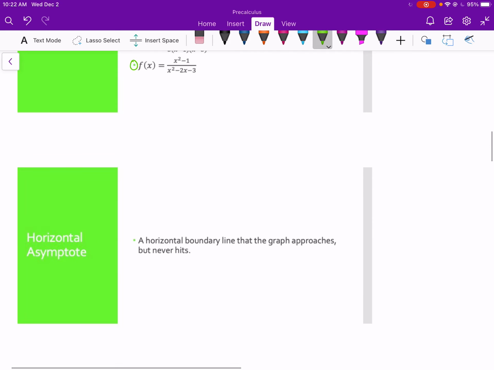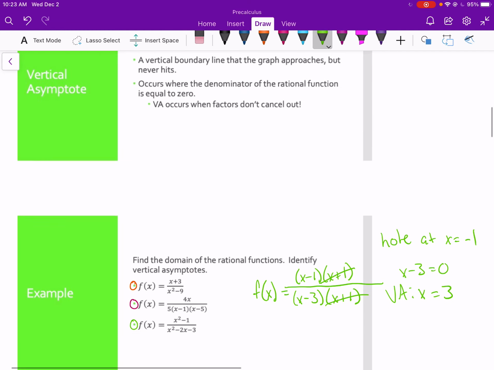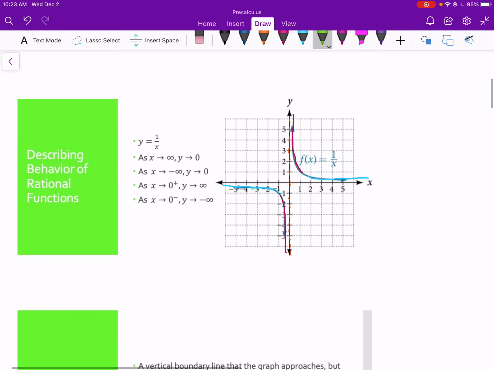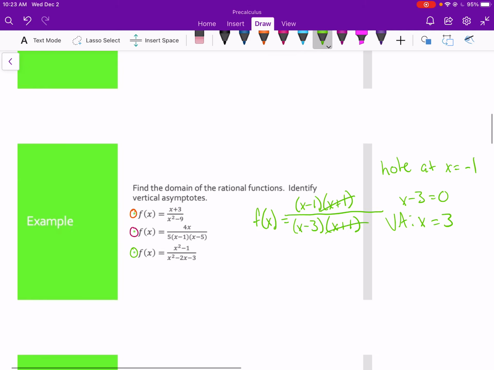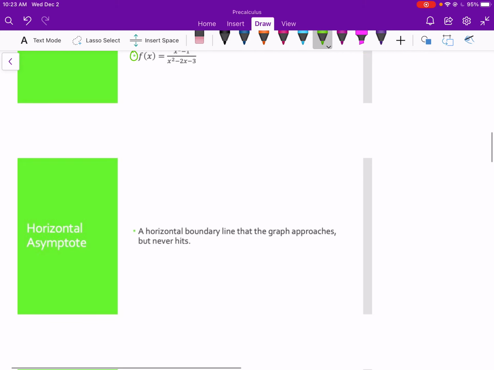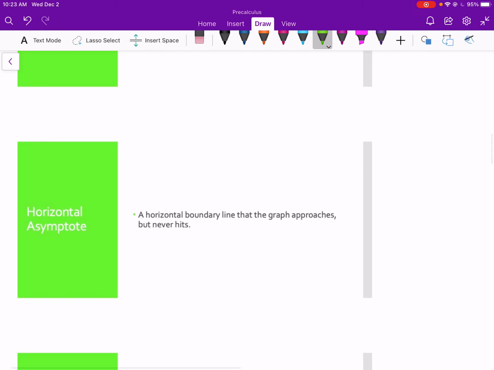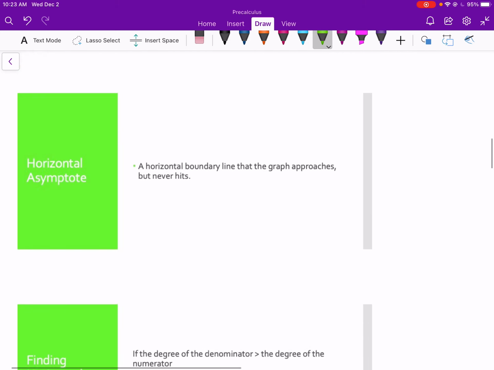We also have horizontal asymptotes. So if we go back to our one that we just looked at, the parent function, it has a horizontal asymptote at y equals 0. There are three different types of horizontal, or three different cases we have when we talk about horizontal asymptotes.